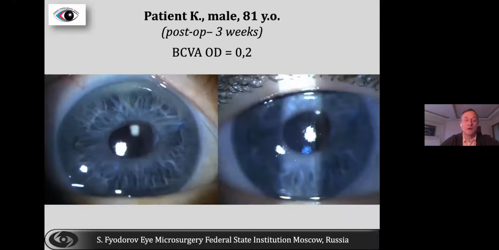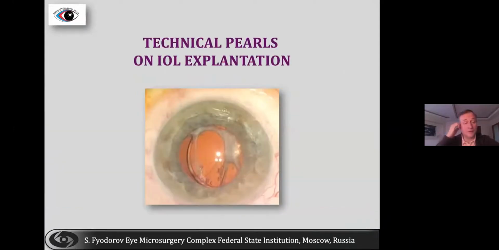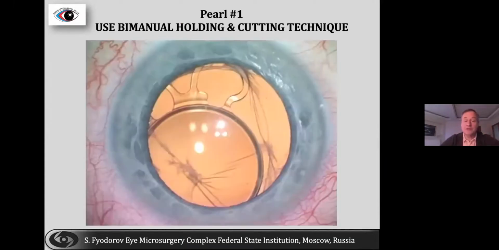So a couple of weeks after the surgery, the vision was still not perfect. However, the reason was the ocular surface disease. So as soon as the ocular surface disease resolved, the vision was back to the preoperative values. What are the technical pearls for IOL explantation?